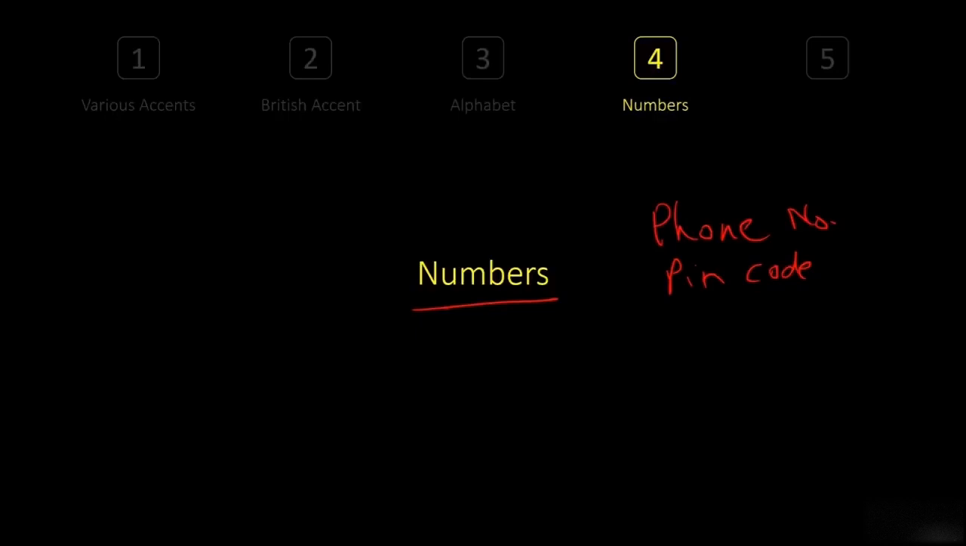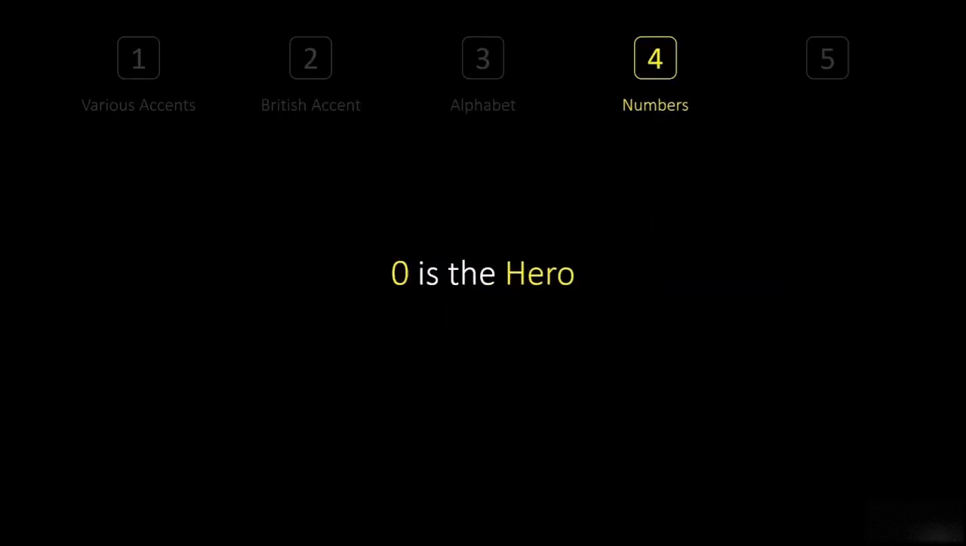Especially one number, and that is 0. It's the biggest hero. I would call it a villain actually. Most people make mistakes here, or they are confused about what they just said. Because 0, we think, is just 0. It is pronounced in many ways.